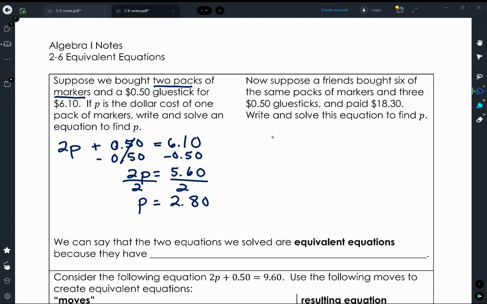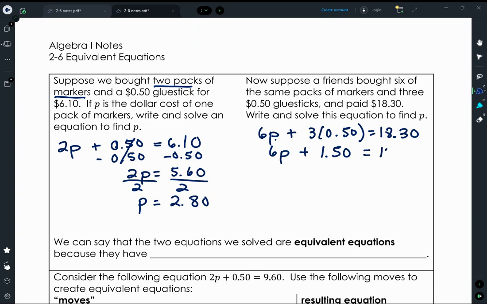So a friend bought 6 of the same packs of markers and 3 glue sticks. So 3 times 50 cents, and paid $18.30. So let's make sure we're right. A friend bought 6 of the same pack of markers, 6P, and 3 glue sticks. Okay, 3 times 50 cents. So we're going to first multiply that 3 times 50 cents. And just to simplify the way it looks, that's going to be $1.50.